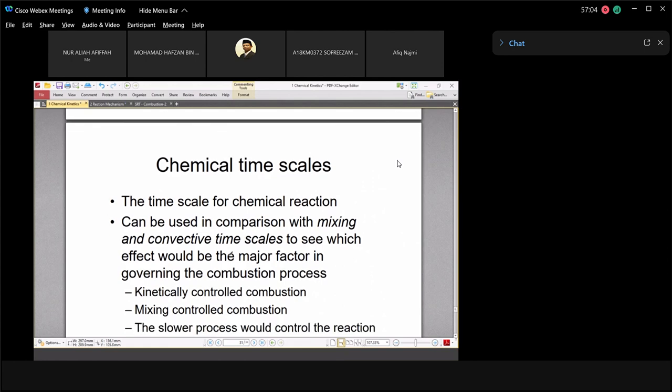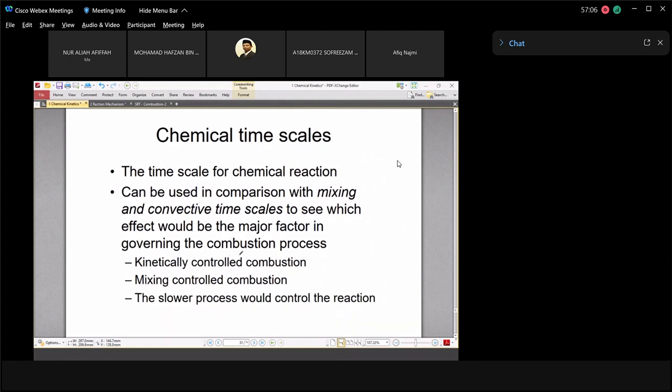Okay, chemical time scales. We also have to talk about time, because so far we just talked about concentration, production and destruction. However, there is another element in chemical kinetics, which is time. The time scale for chemical reaction.